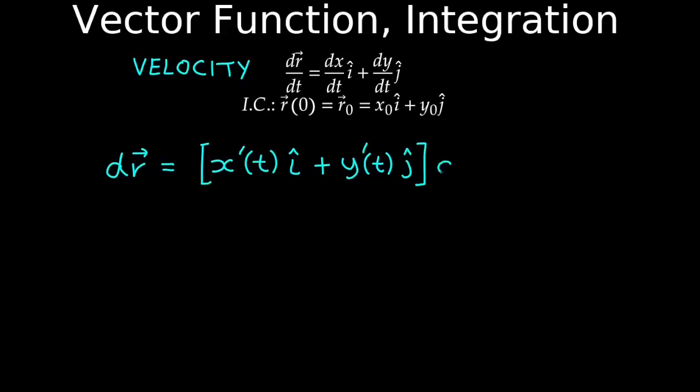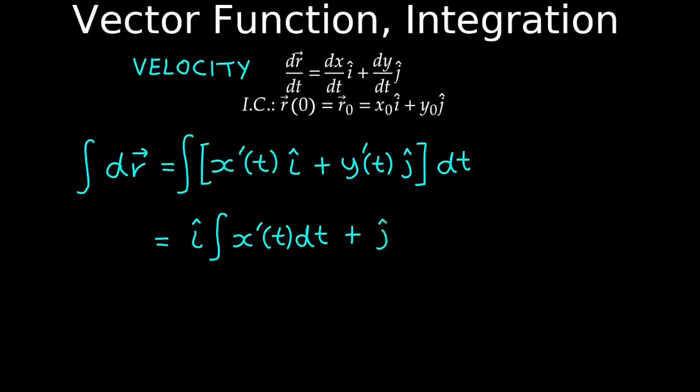Where the derivatives are written in shorthand notation, and now we can integrate both sides. So we can take the unit direction vectors outside the integral, because they're constant, and use the addition rule to break this up into 2 integrals.